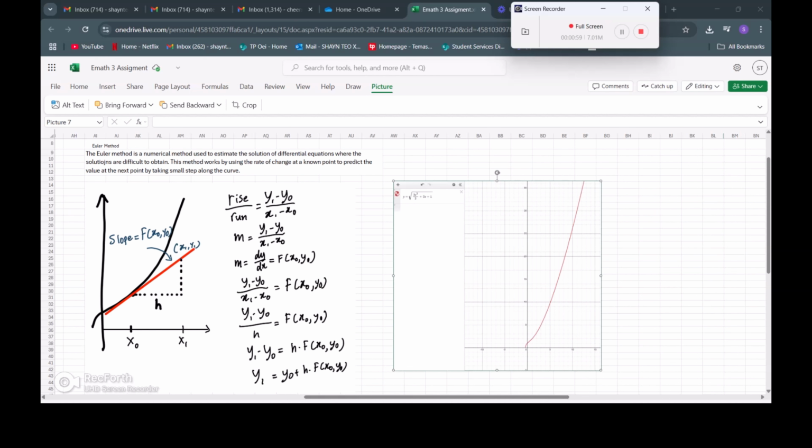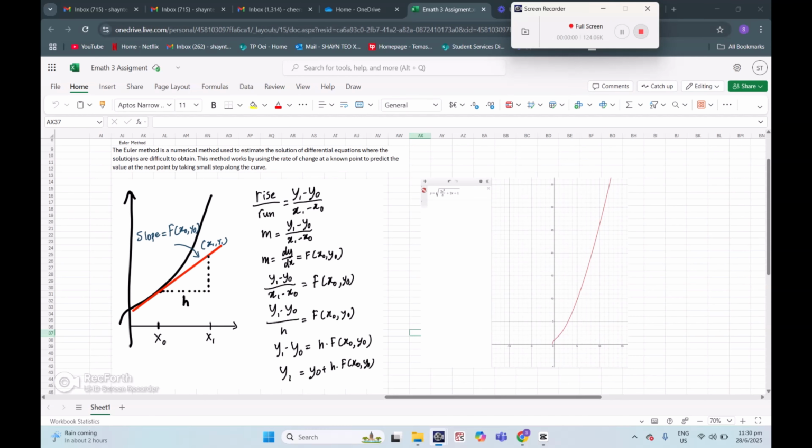We also know that x1 minus x0 equals h. And multiplying h on both sides, we get the second last formula over here. And since we want to find y1, we add y0 on both sides to get the final Euler's equation. And on the right side, it is the graph of the equation that we are solving, which is y equals the square root of 2x cubed over 3 plus 2x plus 1.